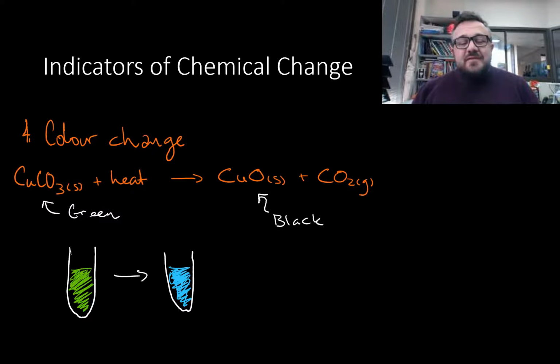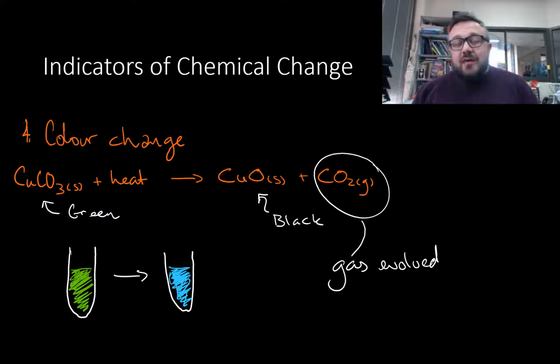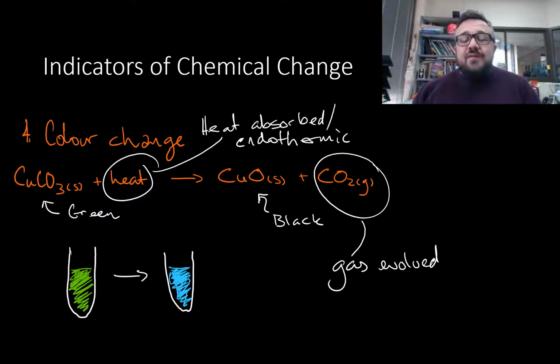Now, there's other bits to this. For example, we have a gas evolved, and also on top of that, we have heat being absorbed. This is an endothermic reaction. So those are your signs, or your indicators, of chemical change.